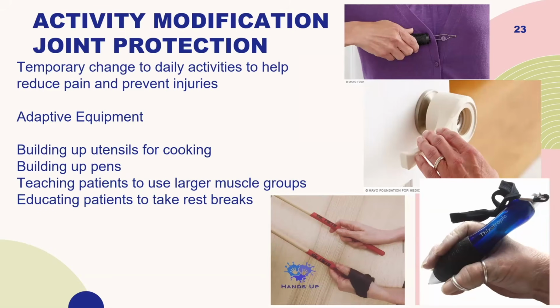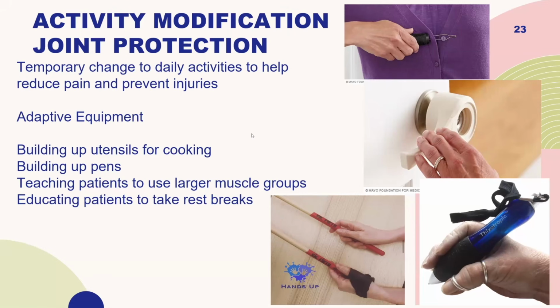So as OTs, our goal is always to improve function. Activity modification and joint protection are key aspects of occupational therapy. That is a temporary change to daily activities to help reduce pain and prevent injuries. So these are several adaptive devices that we will introduce to patients and discuss with patients because it might be helpful for them to get through their daily tasks.